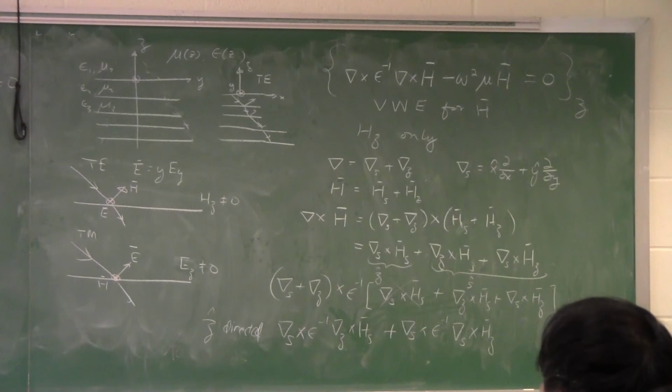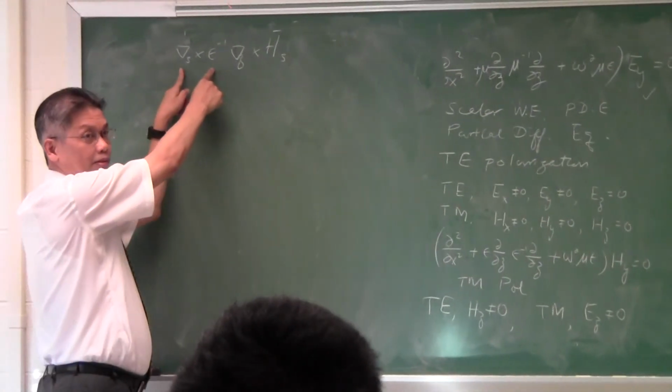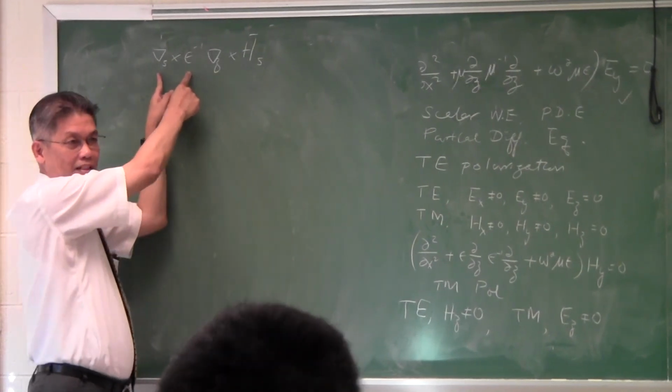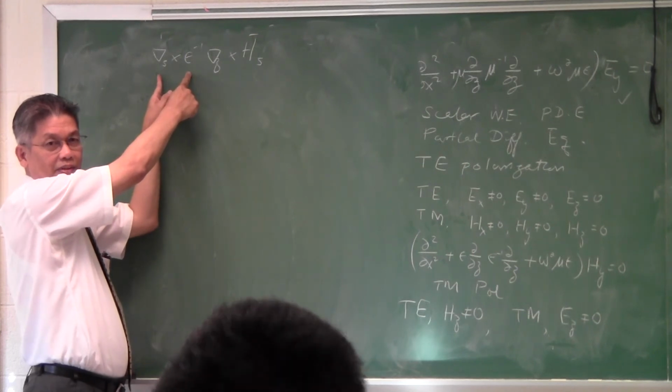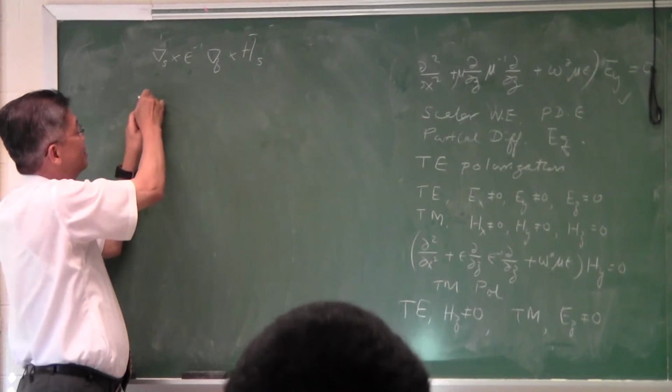Let's try to simplify the first term. The first term that we have is this term over here, cross HS. But these two commute. I'm using the same mathematical notion as I just taught you a little while ago. These two commute, so you can take this outside.